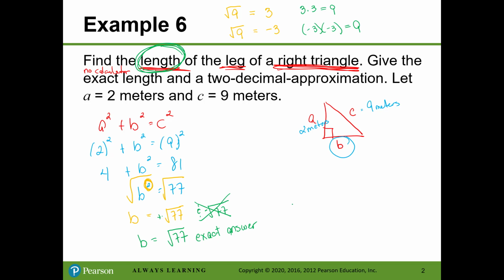Now, my approximate answer, because they said they wanted the approximate answer to 2 decimal places. When you punch that into the calculator, the square root of 77 is approximately 8.77. At least that's what I have. And by the way, on both of these, your answer is not complete until you say or write meters.